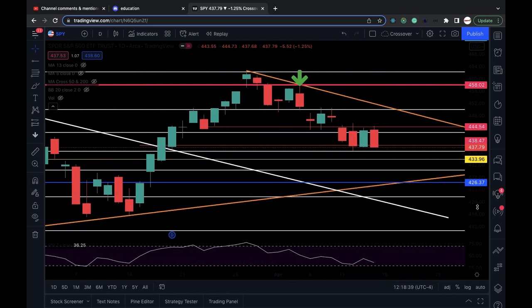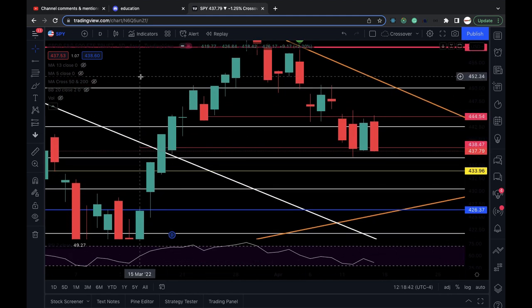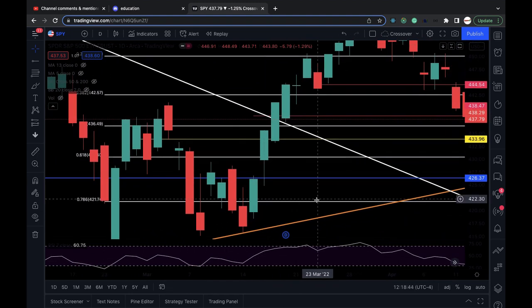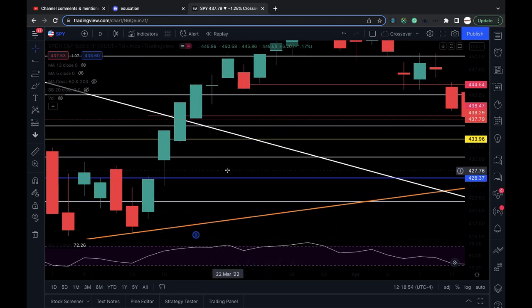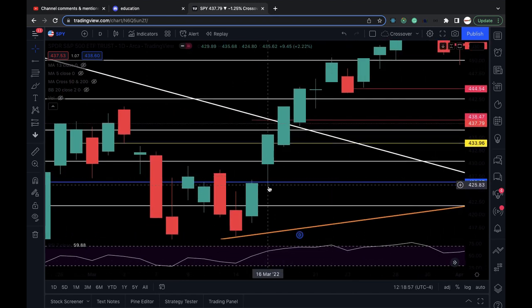Okay? So you look here. I know there's a lot of lines. Hopefully you don't got a headache. Okay? But you notice this blue line right here. That was one of my resistance levels. Okay? Notice how when we broke above it, it treated that level as a support. You see this wick right here? It treated that level as a support. I had another resistance line at this yellow line around 434. We broke above it. The next day, it treated it as a support.